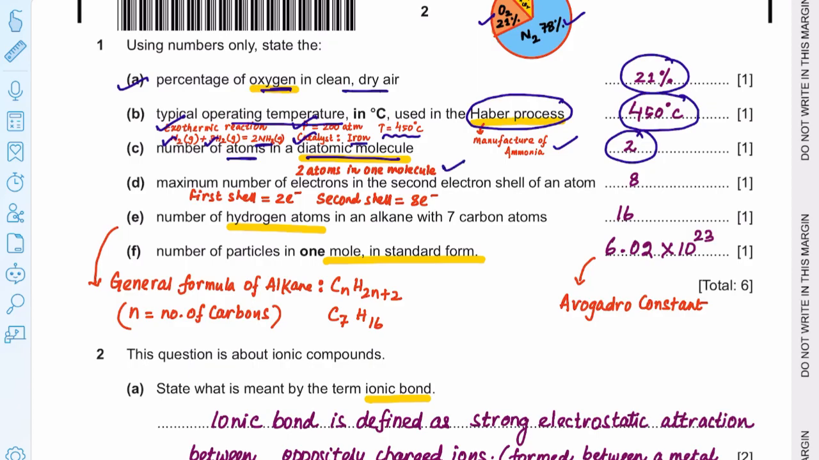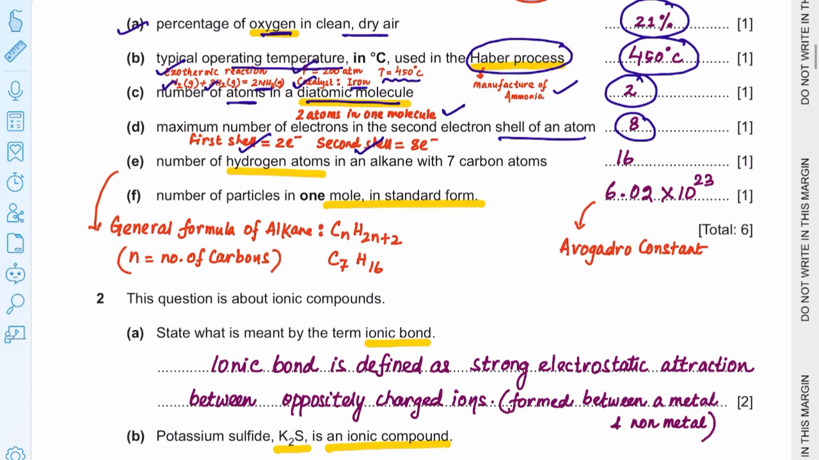The maximum number of electrons in the second electron shell is 8, because we know that in the first shell we have 2 electrons and in the second shell we have 8 electrons. The number of hydrogen atoms in an alkane with 7 carbon atoms is 16.